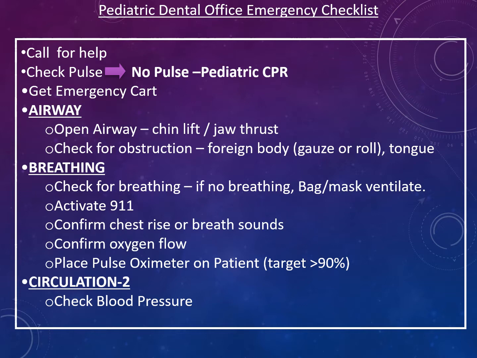Next, check for breathing. If there's no breathing, immediately begin bag mask ventilation. Activate 911, confirm that chest rise or breath sounds are present, confirm that oxygen is actually flowing from the oxygen tank, and check the pulse oximeter reading on the patient. You should target a reading above 90%. Finally, once airway and breathing are reestablished, check circulation by checking the blood pressure.